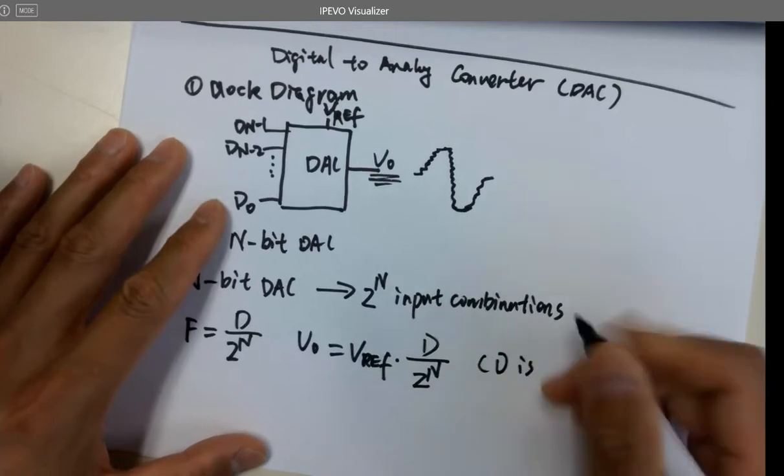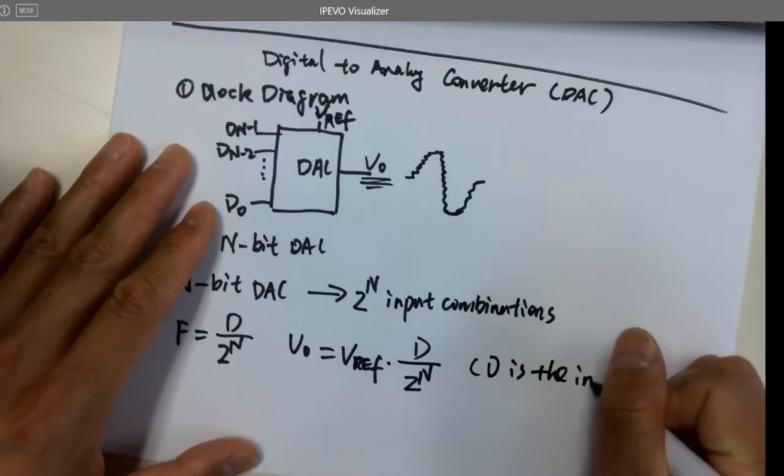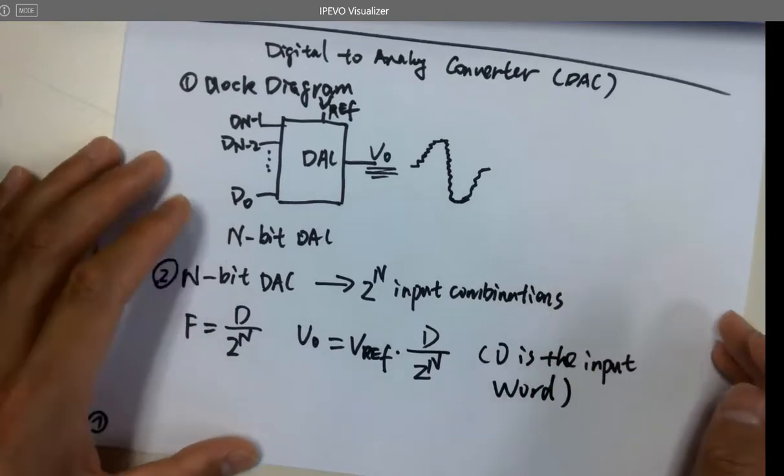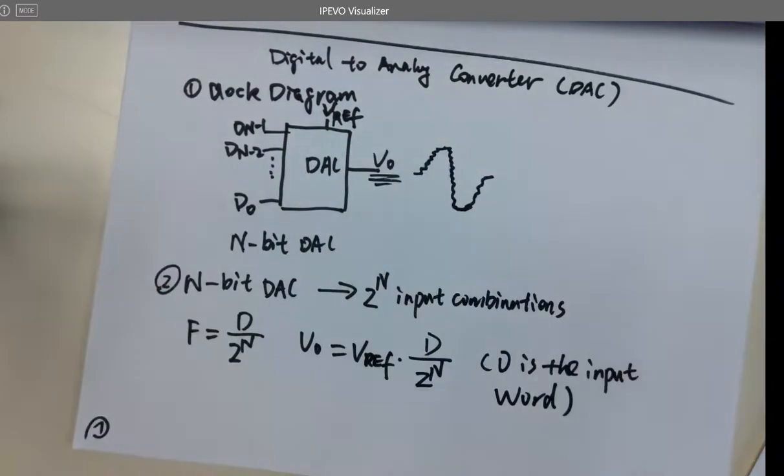D is the input word. We don't know how many bits yet. It can be a byte, can be a word, can be a bigger number.